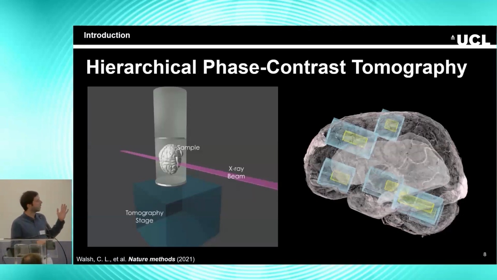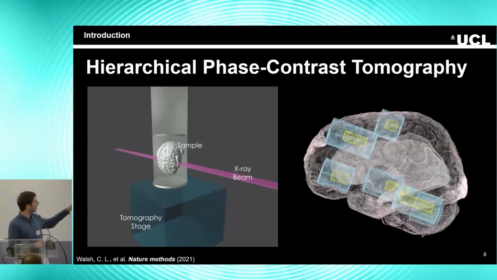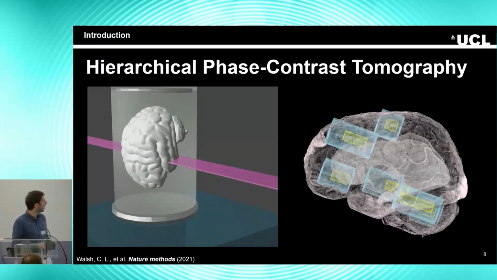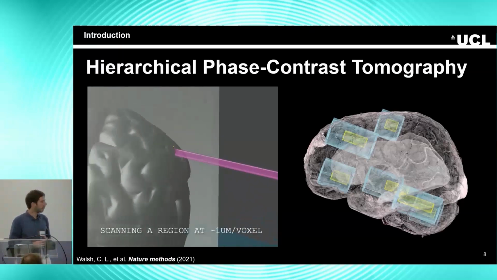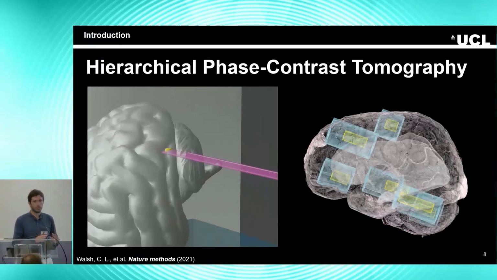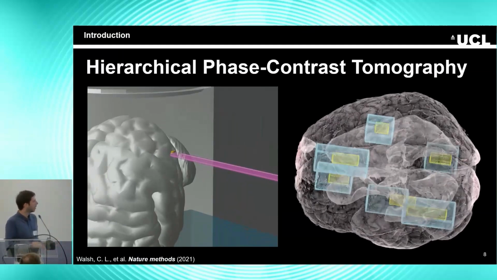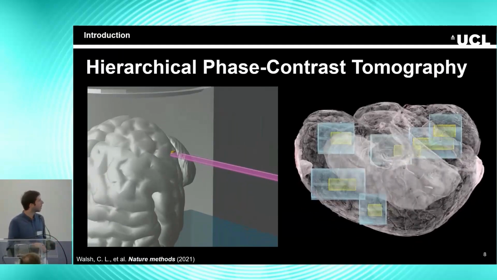In our group, we designed the hierarchical phase contrast tomography. We scan the sample first at a resolution of about 20 microns, maybe 25, and we use it to screen the sample. Then we do another scan at a higher resolution, up to 2 microns, for example. So we can scan different regions within the brain and use these different scales to have good insight into the structure.